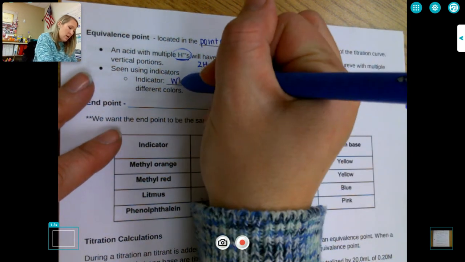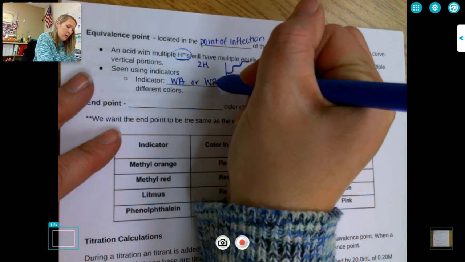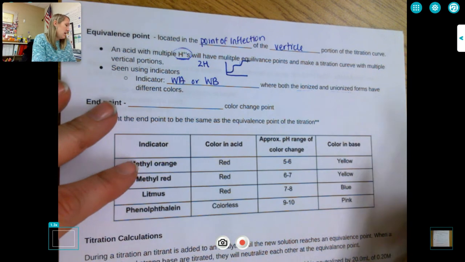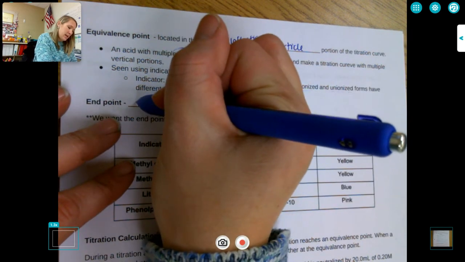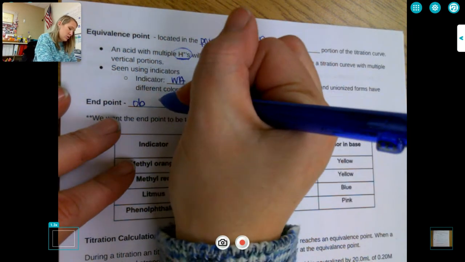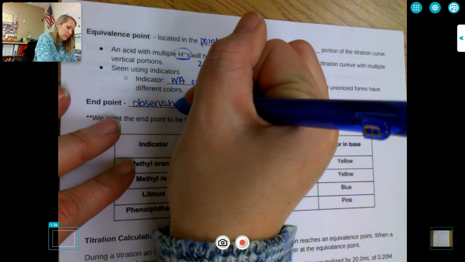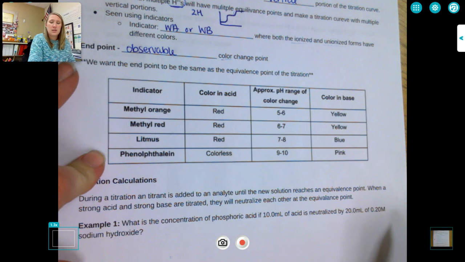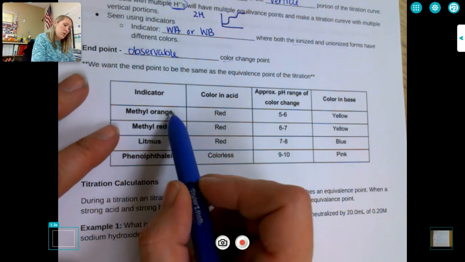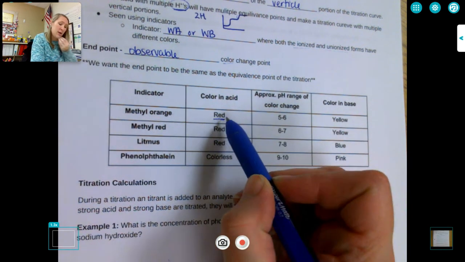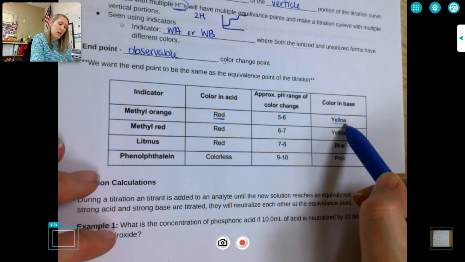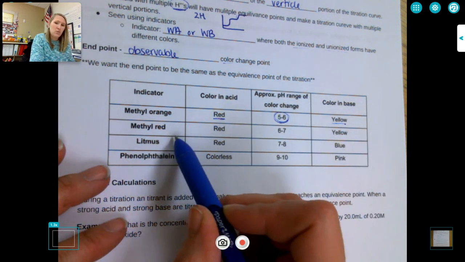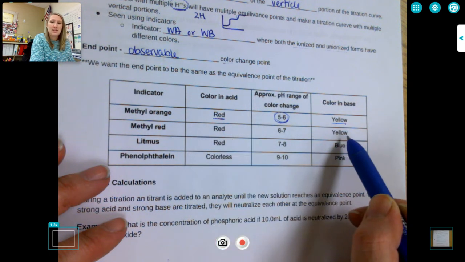An indicator is a weak acid or a weak base, where both the ionized and unionized forms are going to have different colors. And an endpoint is an observable change of color. So some different indicators that we have. We could use methyl orange. That starts as red in an acid and turns yellow in a base, and it has a pH change of about 5.6. Methyl red goes from red in an acid again to yellow in a base.